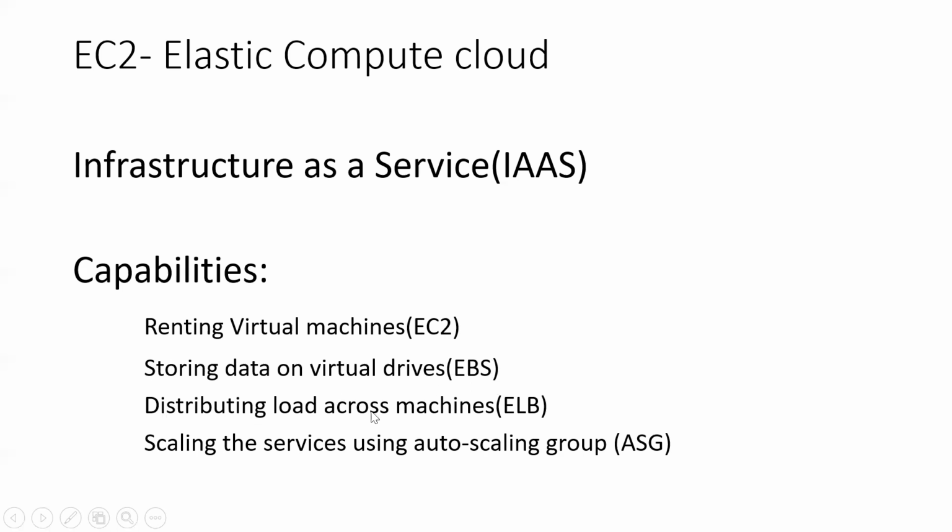Okay, distributing load across machines. Yeah, this is called load balancers, Elastic Load Balancers, ELB. Scaling the service. As I told, we can scale up. That means in EC2, whenever required, we can add multiple hard drive EBS volumes. That is scaling up the memory.